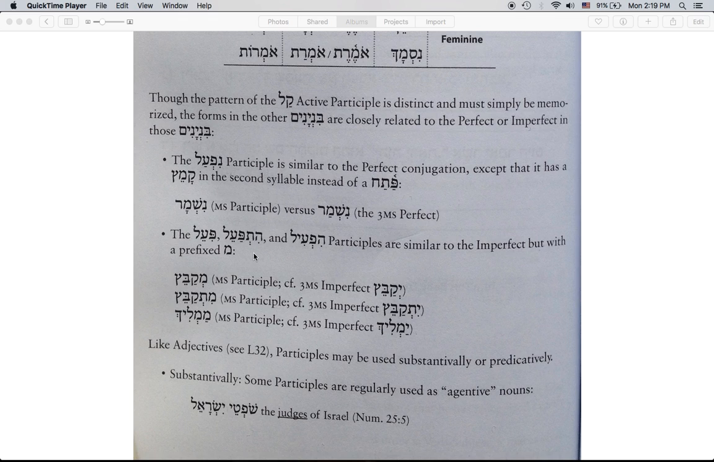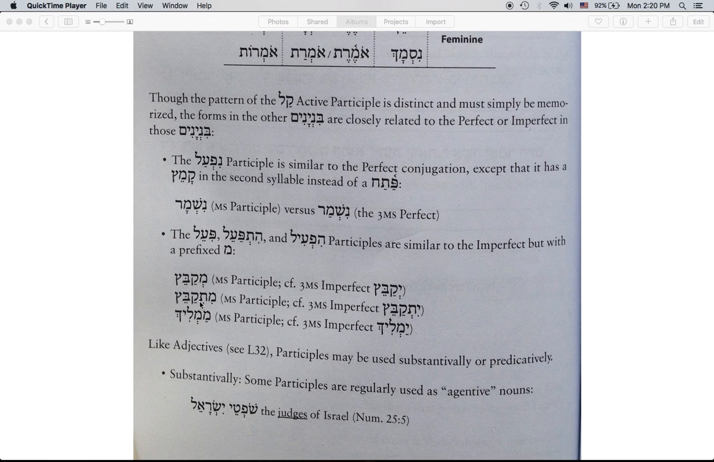Let's take a look at the piel, the hitpael, and the hifil. These participles are similar to the imperfect, but with the prefix mem. So instead of the prefix that we're used to, such as the third masculine singular imperfect, in the piel we have the yod prefix. The yod's removed and a mem is placed on the front. So the mem takes the prefix spot instead of what we normally see in that binyan. But we're left with a vowel pattern that we're familiar with, the patah and the tsere with the doubling, the dagesh in the second root letter.